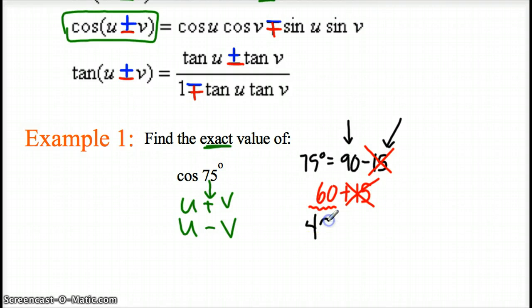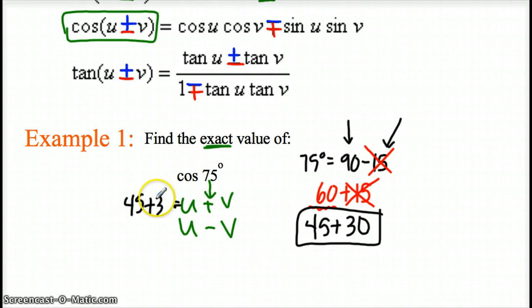Then I stumble upon 45 plus 30. I know everything about those 2 angles. I know the sine, cosine, tangent, cosecant, and so on. So I'm going to use 45 plus 30 as my u and my v. So u is going to be 45 and v is going to be 30 because they add up to 75.